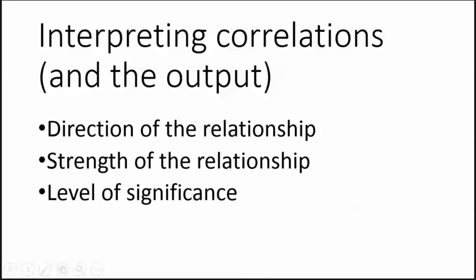The readings provide a lot of information about interpreting correlations, and we talked about it briefly in Unit 6. Hopefully, this video will help summarize the ideas and provide an example so you're comfortable with the interpretation. Remember, we'll look at three pieces of information: the direction of the relationship, the strength of the relationship, and the level of significance. All of the information we need to interpret the correlation is in the table labeled Correlations.